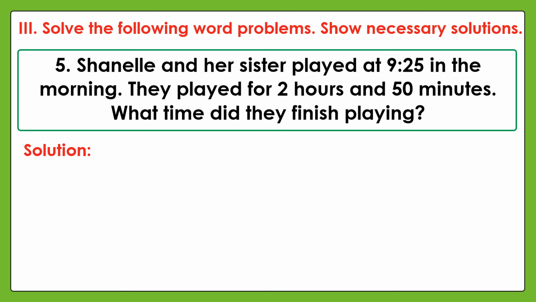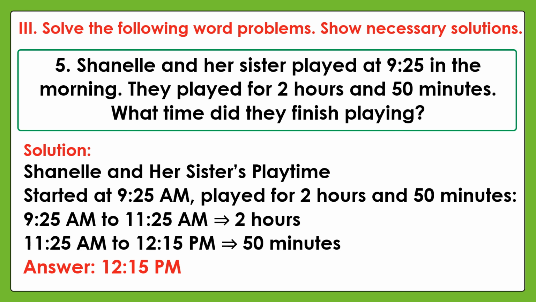Number 5, Chanel and her sister played at 9:25 in the morning. They played for 2 hours and 50 minutes. What time did they finish playing? Solution: Chanel and her sister's playtime started at 9:25 a.m., played for 2 hours and 50 minutes.